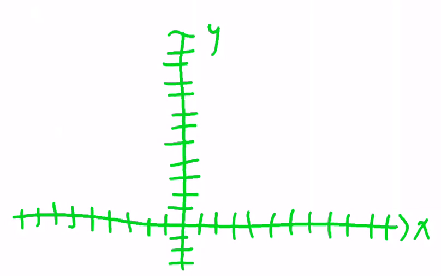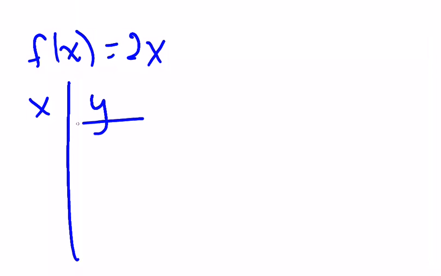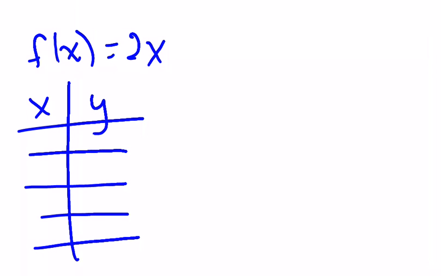So to graph these, you could make a chart. So for the first one, we have f of x equals 2x. You can make an xy chart and have some points to plot. So I could pick -1, 0, 1, and so on and so forth. So if I plug in -1, 2 times -1 is -2. 2 times 0 is 0. 2 times 1 is 2.